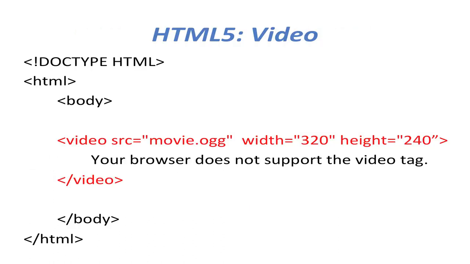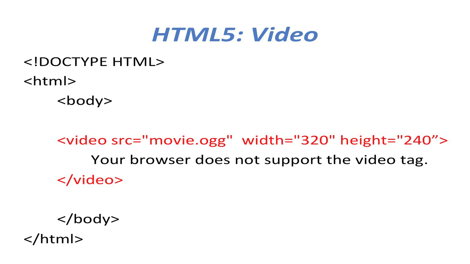Some of them we are implementing here. Like video: you can see here we have the video tag in HTML5, while it is not in HTML4. When we start an HTML5 program, we start it with exclamation doctype html. This is compulsory. It means the browser will understand that this is HTML5 code. Then html starts, and inside body we have the video element, the video tag, and the source is movie.ogg.